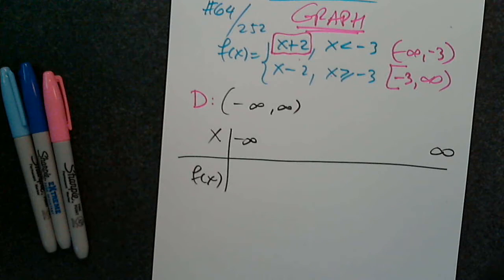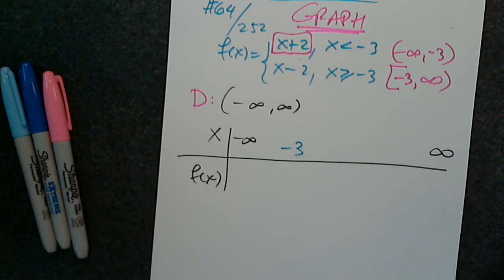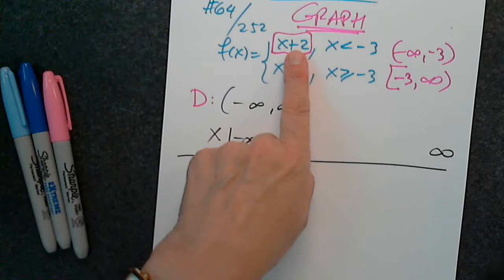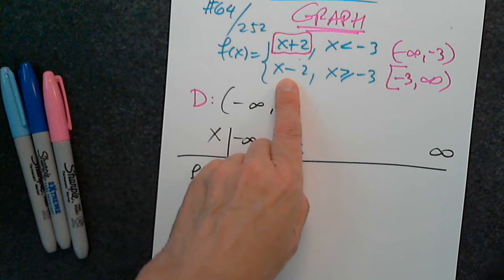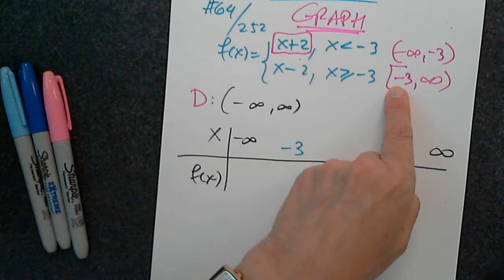Which x value do you think is the key here? I can plug in any x value I want because the function is defined on all real numbers. But which x value is the key? Something major happens at that value. Right, indeed. What happens at that value? The function changes from this to this. Where? Exactly at negative 3.